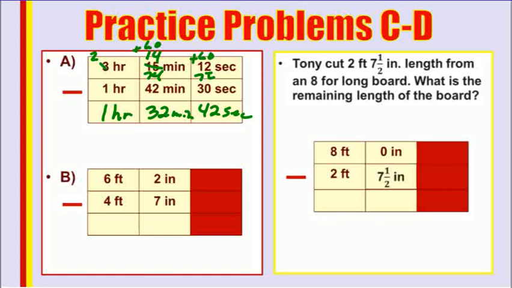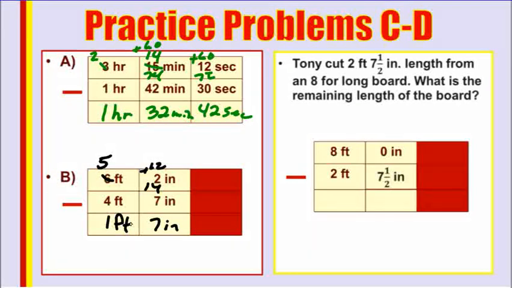Next one, 6 feet, 2 inches minus 4 feet, 7 inches. I need more inches, so I take a foot away, get 5 feet. I add 12 inches for that 1 foot, so 12 plus 2 is 14. 14 minus 7 is 7 inches. 5 feet minus 4 feet is 1 foot. It's 1 foot, 7 inches.